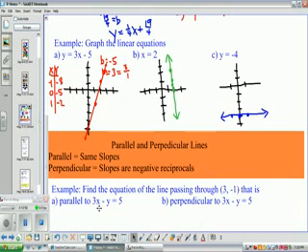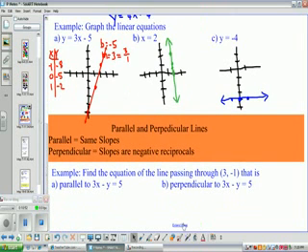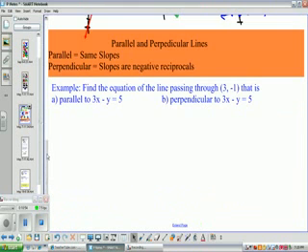So the last two things we want to talk about are parallel and perpendicular lines. So parallel lines have the same slope. Perpendicular lines, the slopes are negative reciprocal. So what we need to do is find the equation of a line passing through the point 3, -1 that is parallel to this line and then also perpendicular.